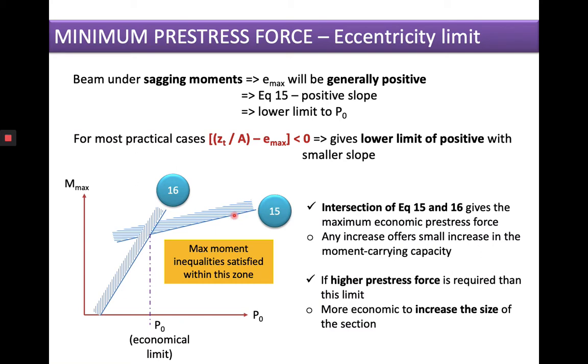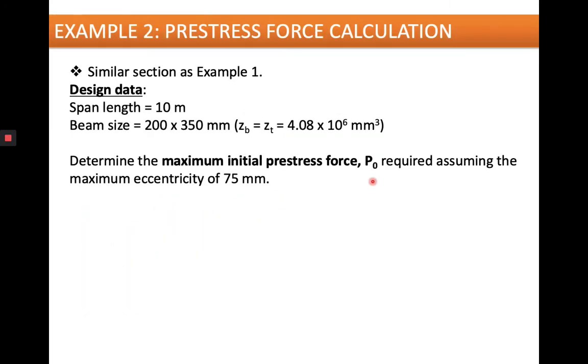Right, so as for equation 15, the linear slope is quite shallow. You can see here that the difference of the moment maximum is very minimal. Therefore, it is much more economical to increase the size of the section instead of just increasing the pre-stress force. So we can see these relations, and based on the equations that we have derived just now, this is the conclusion that we can make. Next, we move on to the example.